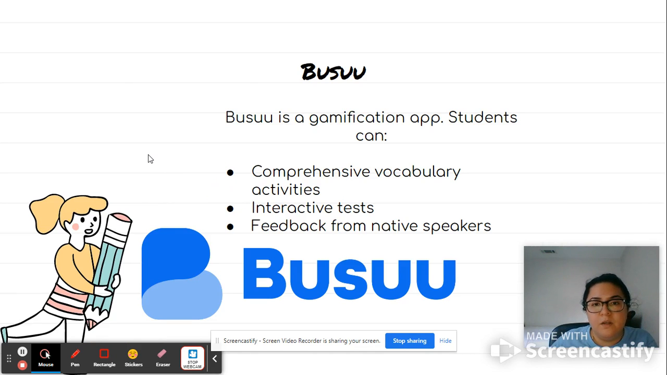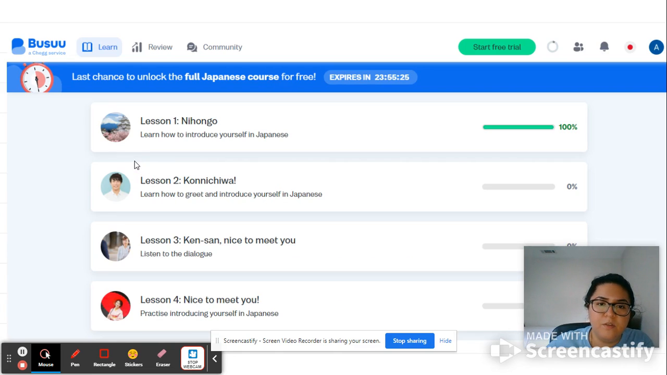The next app that I learned about from chapter 11 is Busuu. This is probably something that we'll be using next school year. This focuses on comprehensive vocabulary activities, interactive tests, and what I loved about this was the feedback from native speakers. For this one, I think I did a lesson of Japanese. This is the students' view. Students are able to go through their lessons, and teachers are also able to assign a lesson based on the curriculum that they are teaching.